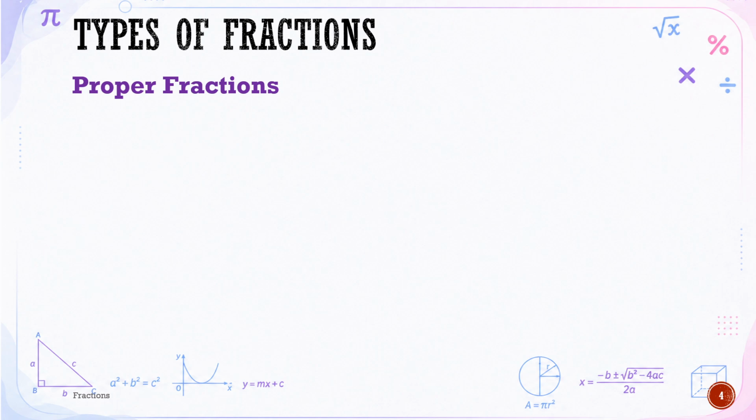What are the various types of fractions? So we have proper fractions and we have improper fractions. Let's take a look at what a proper fraction is. For example, you have a fraction as 3 by 5.